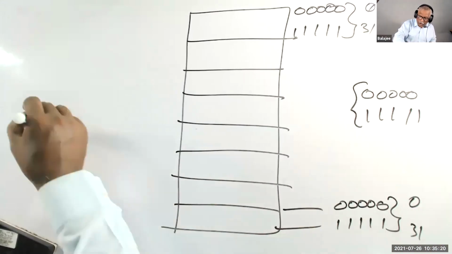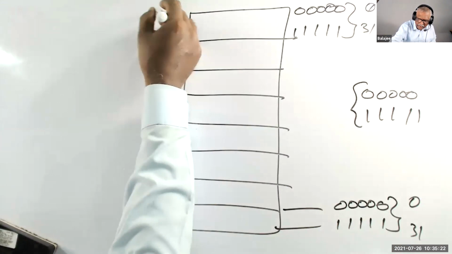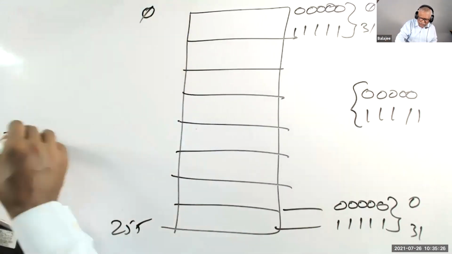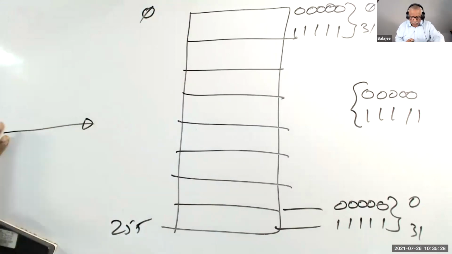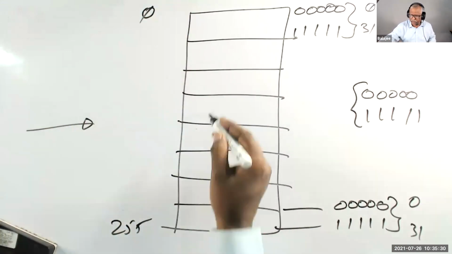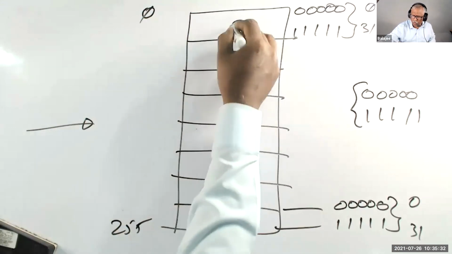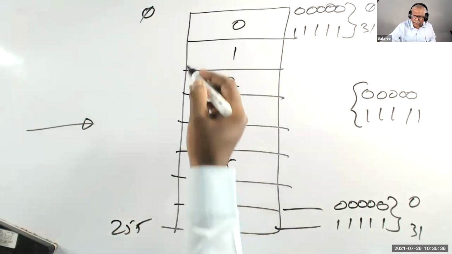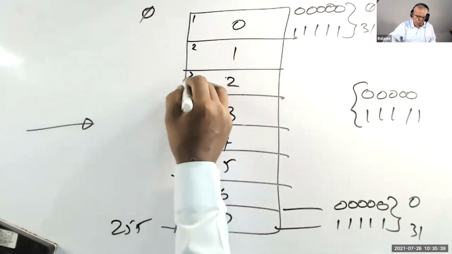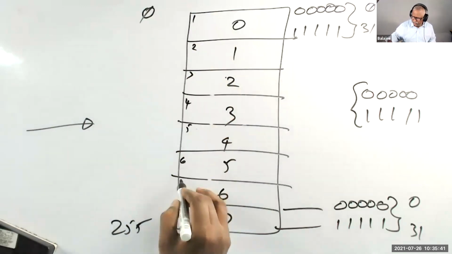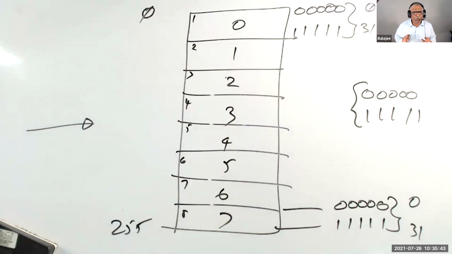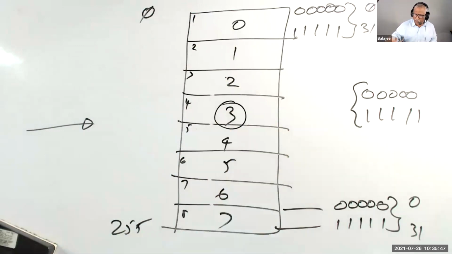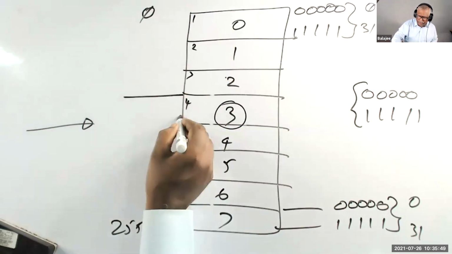Now we are going to see from here. Here it starts from 0 to 255. Now let's take any notebook. Let us take the third: 0, 1, 2, 3, 4, 5, 6, 7. In decimal, it means 1, 2, 3, 4, 5, 6, 7, 8. Now I want to know, for this third notebook, what is the starting address and what is the ending address?